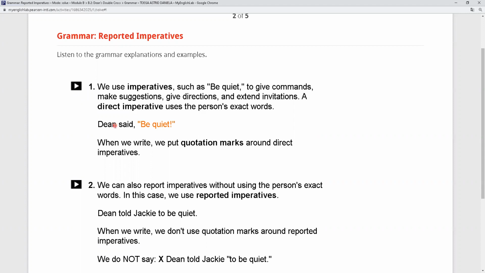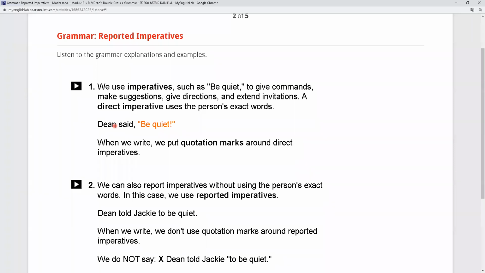Okay, so imperatives are words like "be quiet." As you can see, we use them to give commands. They are like citations that we could find in some books. "Jackie said, be quiet," for example. It is useful to give commands, make suggestions, and in some cases give directions or extend invitations. So you have a lot of options for using it.